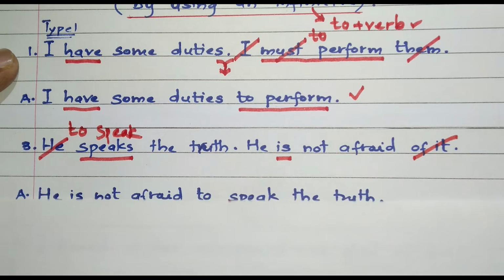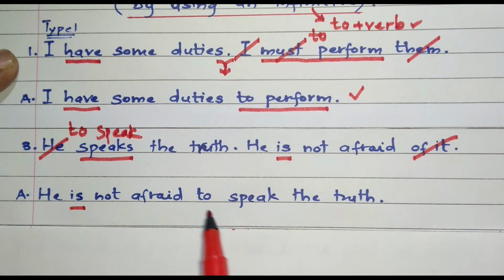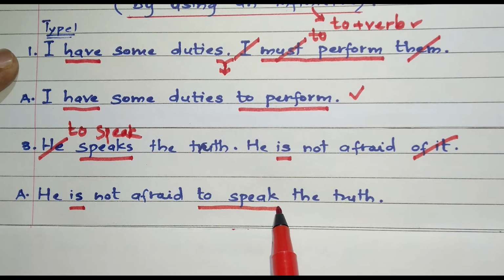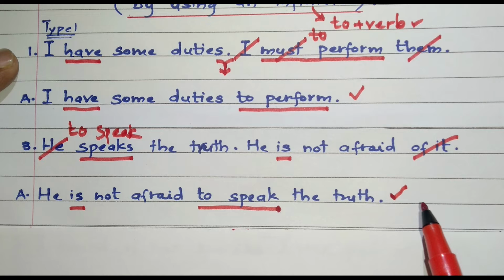Of it will go away. So this is the answer. Now in this answer, is is the only finite verb, to speak is the infinitive, that is a non-finite verb, and therefore since this sentence contains only one finite verb, this is a simple sentence.